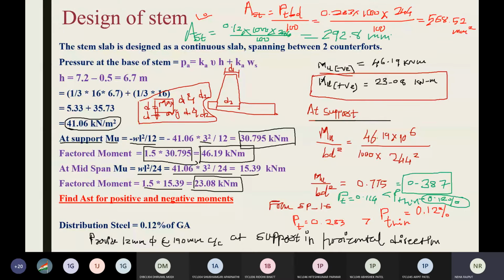Now as you have taken the support diameter 12 mm, here also you can consider 12 mm diameter for uniformity throughout the length, so that the wastage of the reinforcement will be less, and you can provide the reinforcement throughout the length with different spacing where it is required. So this is 292.8 mm square. So in centimeter square, that will be 2.92 centimeter square.